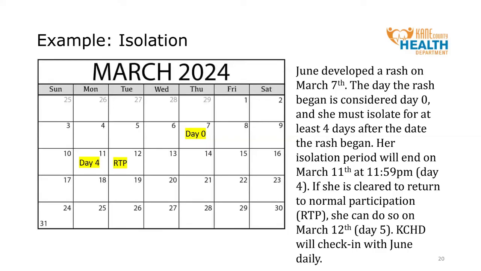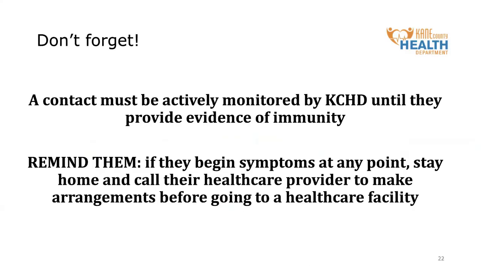Kane County will check in with June daily, much like we would for someone who is in quarantine, such as Mary. An important reminder and something to remember: if a contact is not immune or cannot provide sufficient evidence of immunity, Kane County Health Department needs to actively monitor the contact for the full symptom monitor period, which lasts for 21 days after the exposure date.